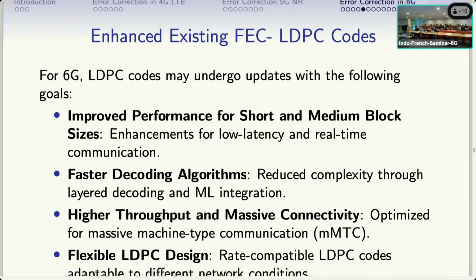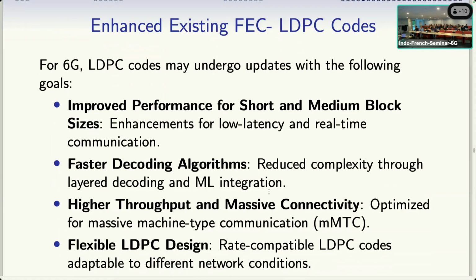Second one is machine learning integration with that. The rate compatible LDPC codes depending on the network conditions. For rate compatible LDPC codes, there are already existing works. And protograph designed LDPC codes are one of the main contenders for rate compatible LDPC codes. There are other techniques as well.